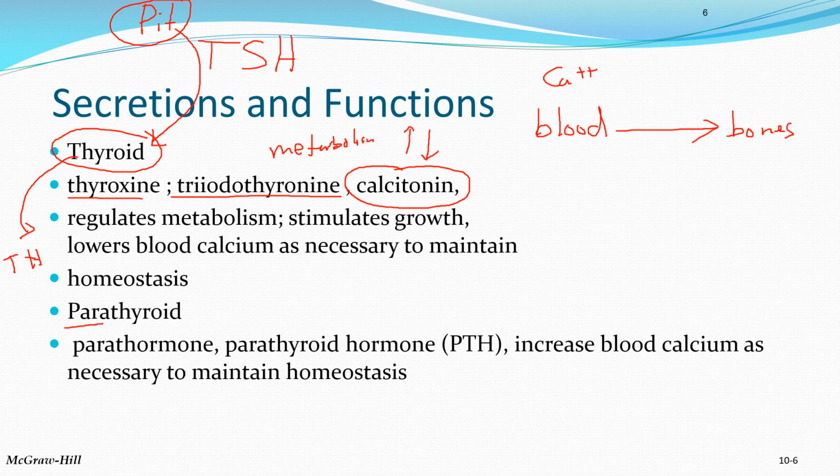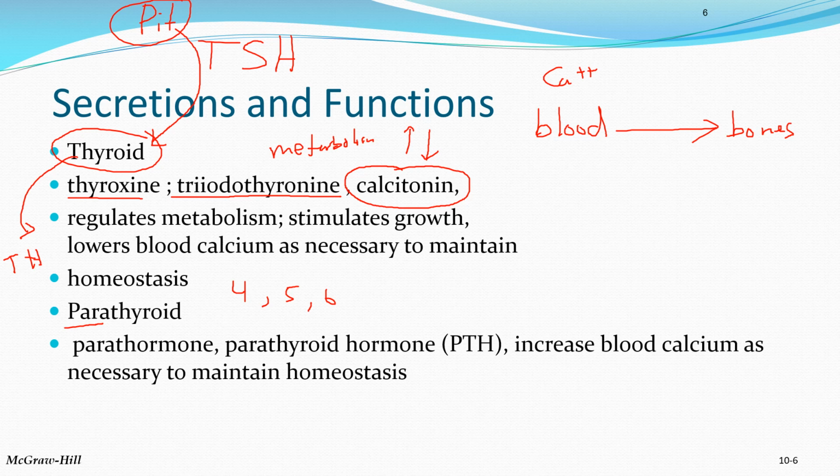What does para mean? Next to, right? If you're a paraprofessional, you're going to work next to a professional. So it's embedded in the thyroid, and people usually have 4 nodules, but sometimes people might have an extra 1 or 2. So that means they're going to have too much parathyroid hormone.